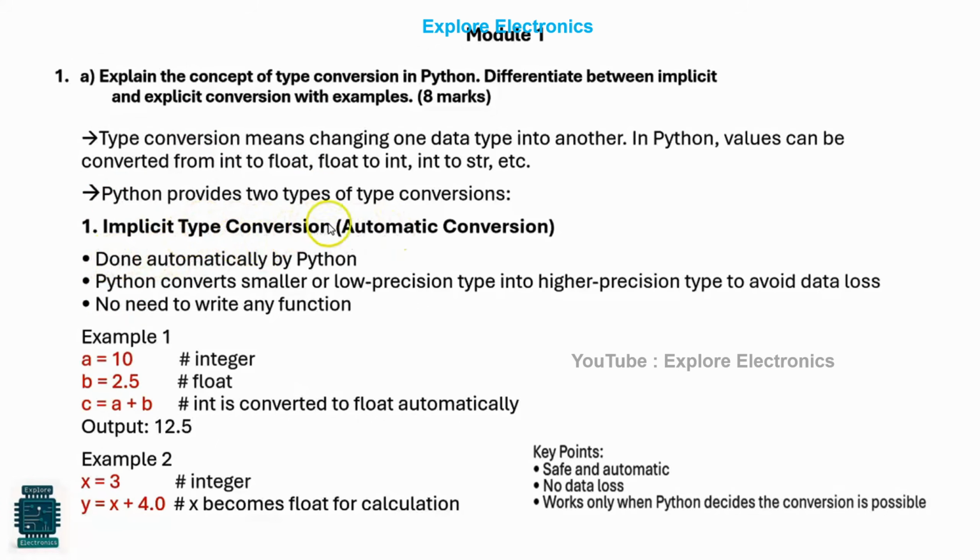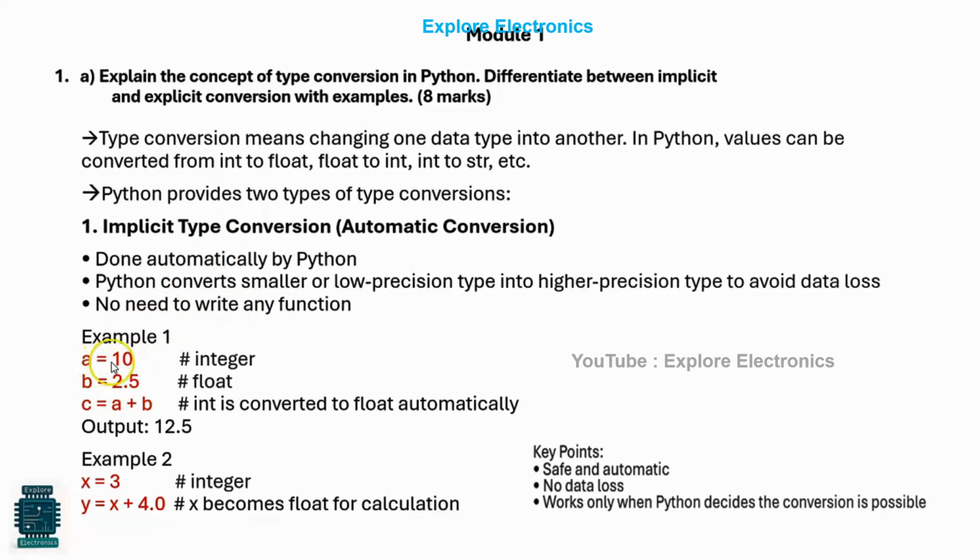Implicit conversion is also called automatic conversion because it is done automatically by Python. Let us see an example. Python converts a smaller or low precision type into a higher precision type to avoid data loss. No need to write any function. Here it is done automatically in Python, that's why no need to write any functions.